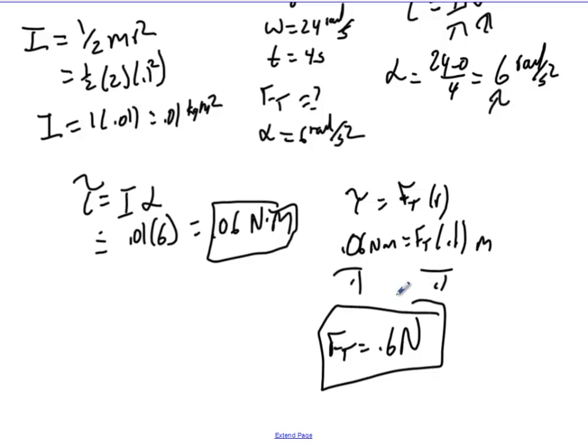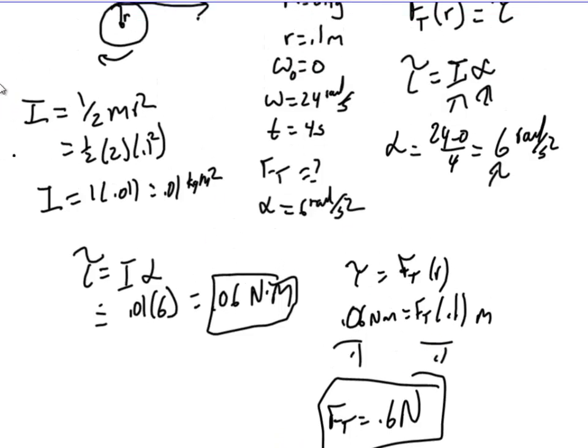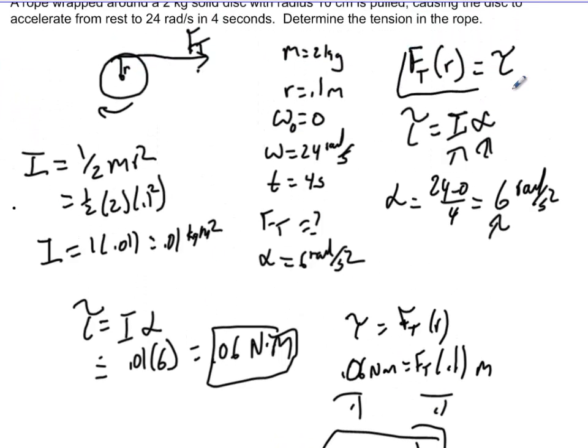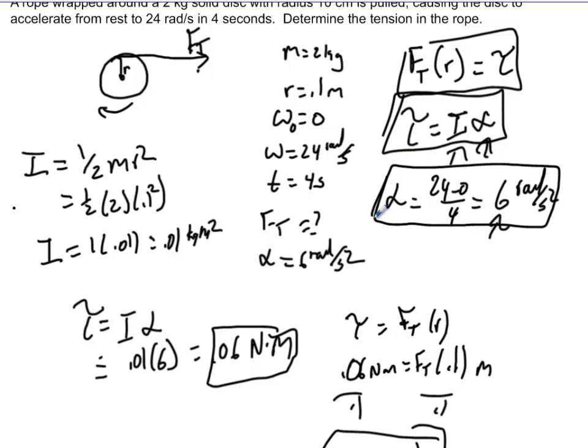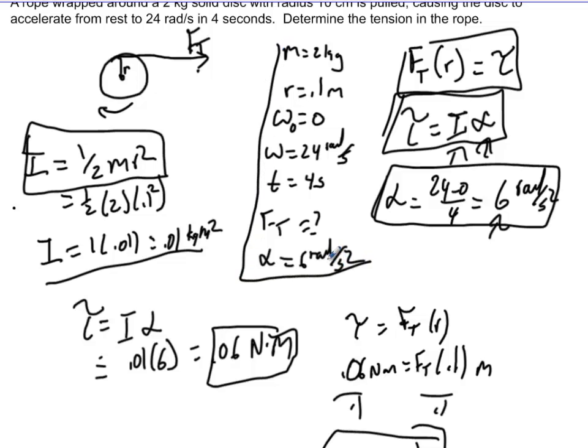Okay, so pretty straightforward problem. You had to use every relationship. You had to know that torque is force times lever arm. You also had to know that torque is I times alpha. You had to know that alpha is change in velocity over time. You had to know that the moment of inertia of a disk is 1/2 mr squared. You had to know a whole bunch of things, but once you do that, it's just a dynamics problem. It's just a matter of using the equations you know to solve for what you don't.